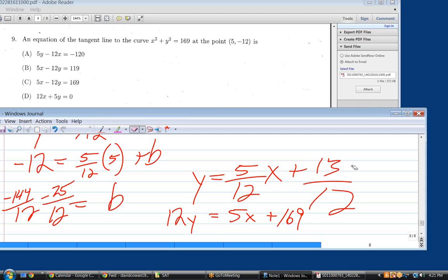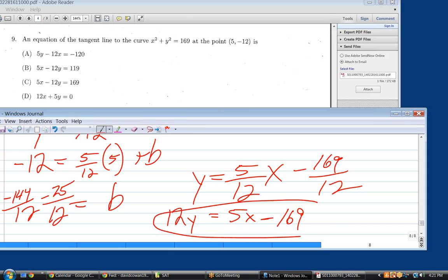So yes. Here's our equation, minus 169/12. And now when we multiply everything by 12, we get that. And that is the same as answer C. So 5x minus 12y equals 169. Yeah, when you put it back into standard format, that's what you get. Got it. Okay.